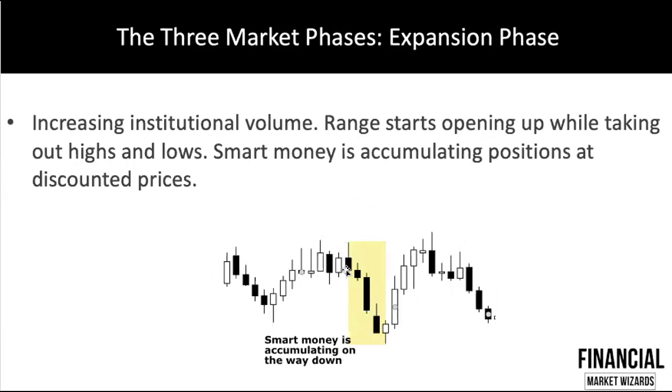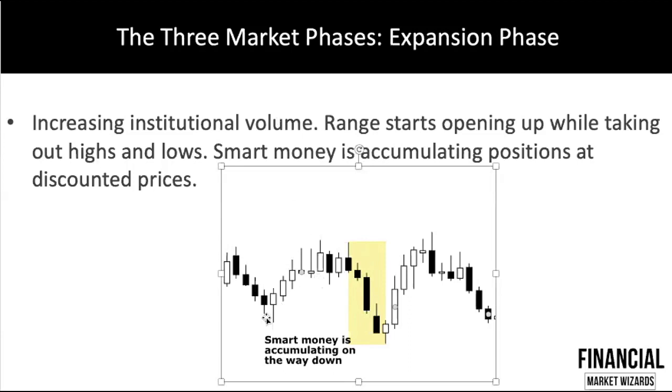So the range starts opening up. You can see that the candle body is big now. You don't really see these doji candles, and it starts taking out the highs and lows. So this low was taken out, this low was taken out.